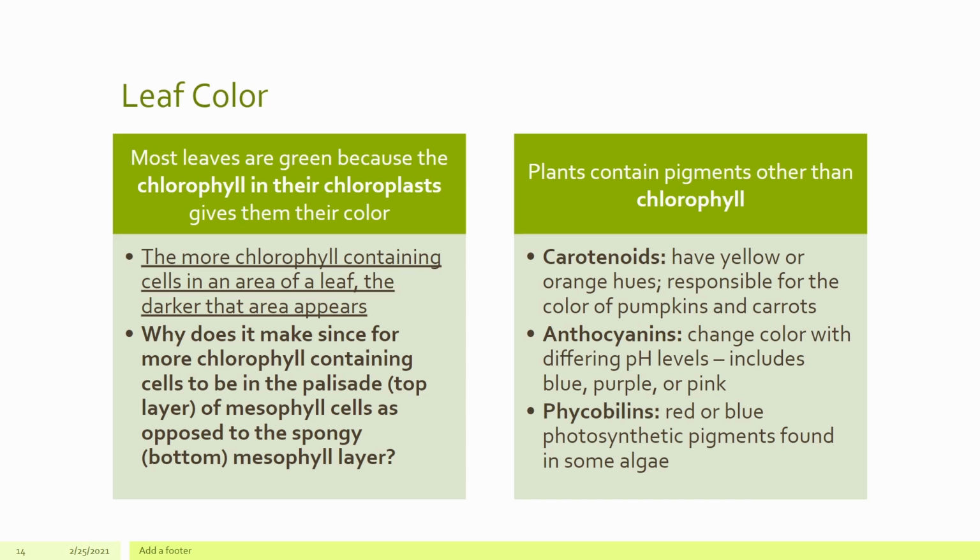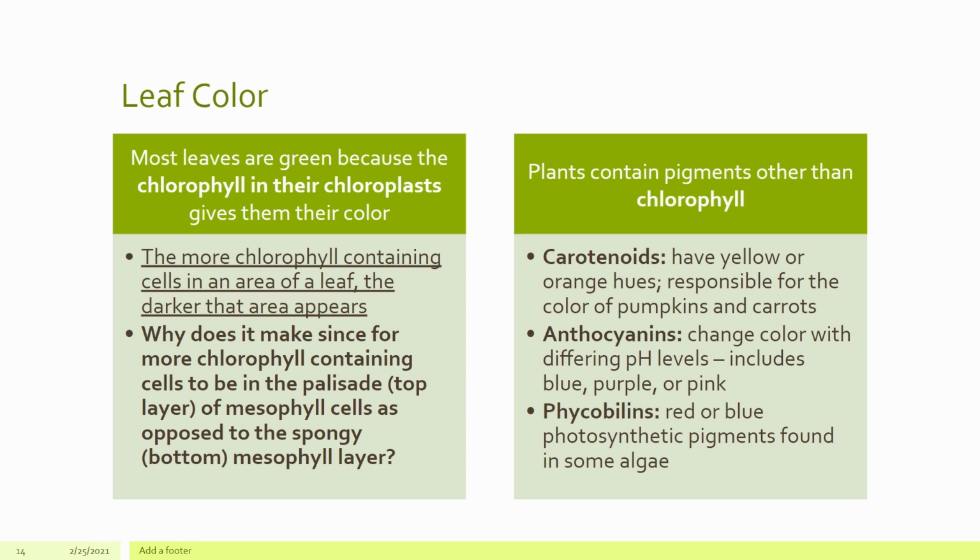So why does it make sense for more chlorophyll containing cells to be in the palisade or top layer of the mesophyll cells as opposed to the spongy or the bottom mesophyll layer? Well, the reason we have more chlorophyll in the palisade or top layer of mesophyll cells is because that's closer to the top of the leaf. It's closer to the upper epidermal layer. That's the layer that's going to get the most sunlight, so it makes sense for it to contain the most chlorophyll because chlorophyll absorbs sunlight.